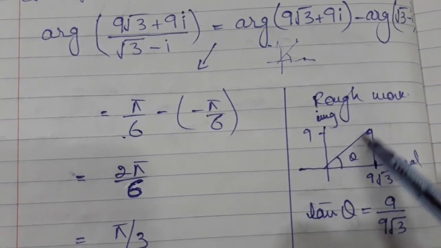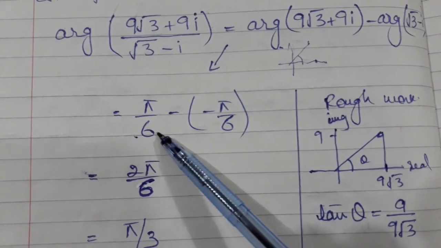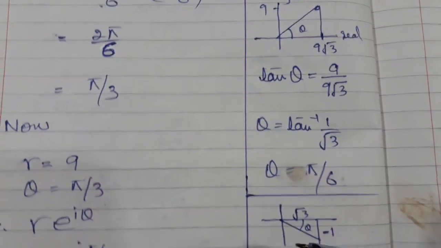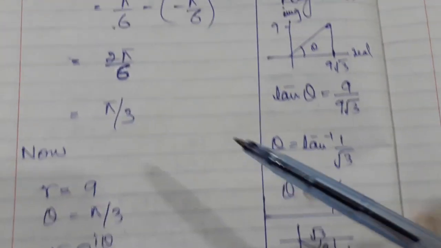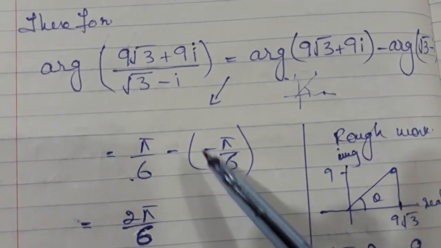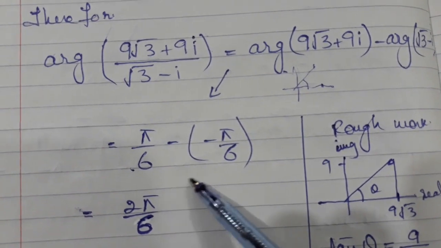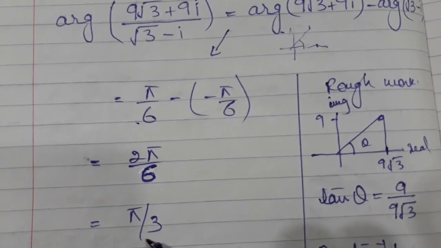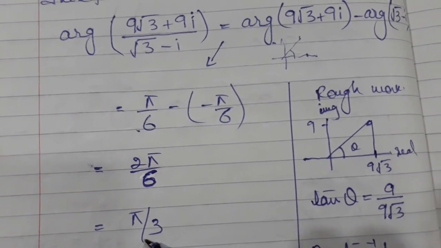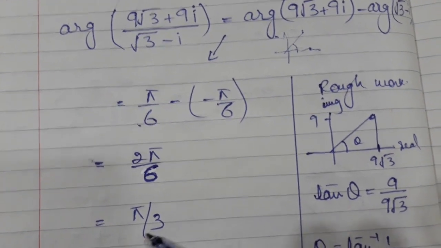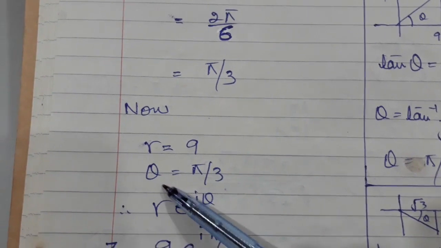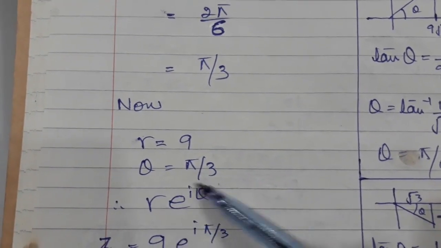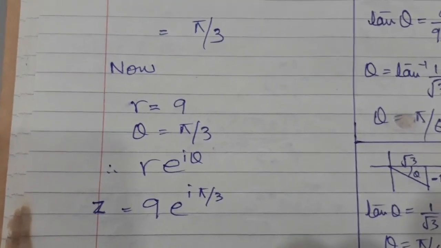So when it was in this quadrant, this was my positive pi by 6. When it was in this quadrant, it is negative pi by 6. So that's why I have written minus here. After simplifying it, I got pi by 3. So my theta is pi by 3 and my r is 9. Hence, r is 9, theta is pi by 3, and writing in this form, it is equal to this.